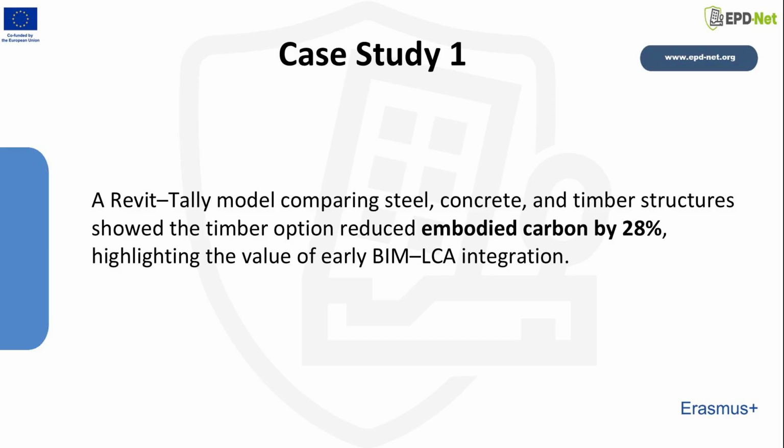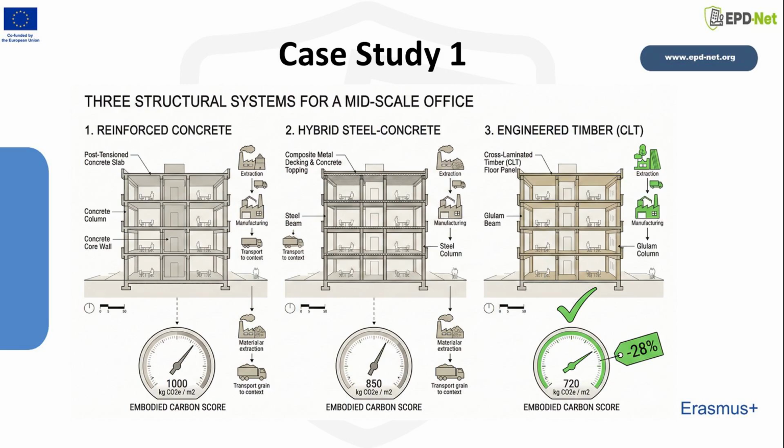Through BIM-based LCA, they discovered that the timber option reduced embodied carbon by 28%, primarily due to lower emissions in A1-A3 stages. The plugin enabled rapid iteration, allowing the team to test facade changes, insulation materials, and interior finishes. This case demonstrates how real-time BIM-LCA integration accelerates design exploration and promotes low-carbon alternatives.